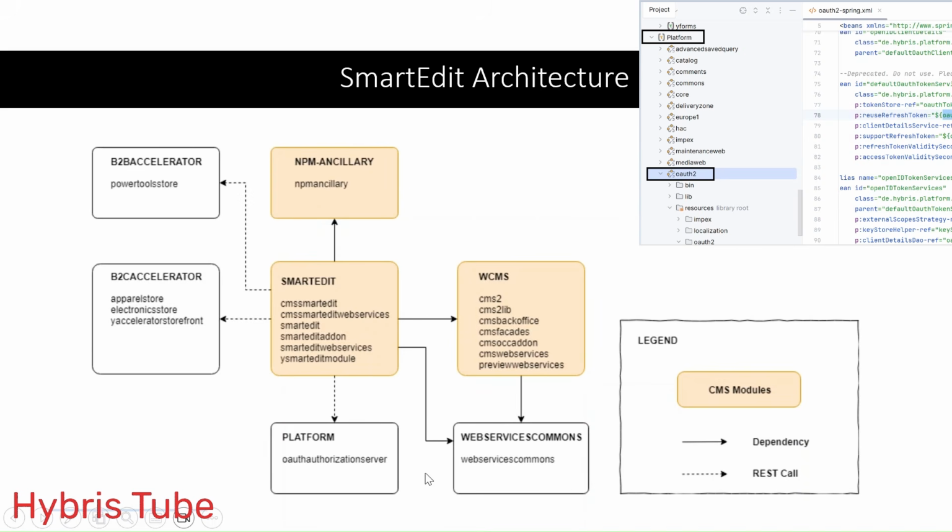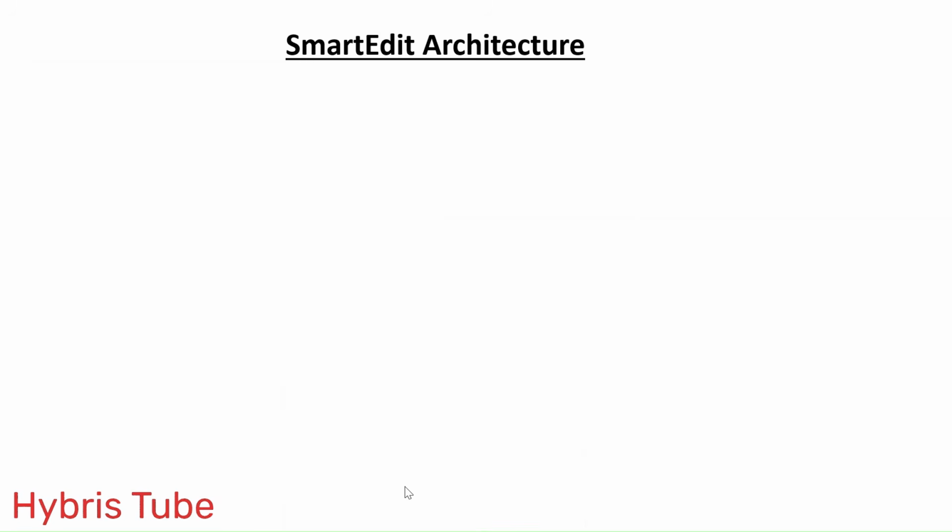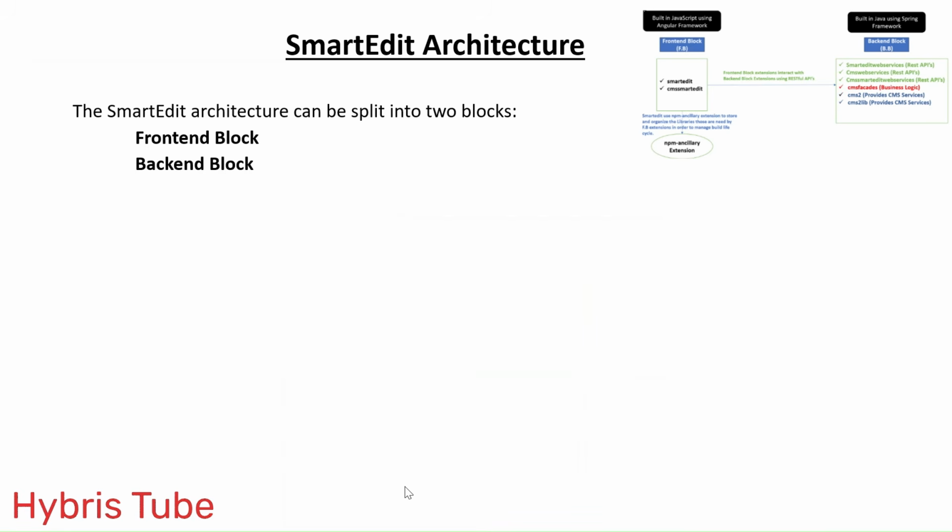SmartEdit framework also respects the authorization module, and hence SmartEdit basically makes a REST call to the OAuth authorization server extension also. We will discuss this authorization part in some time, but I hope now guys it is clear to you how a SmartEdit architecture looks like. We can say that SmartEdit architecture can be split into two blocks, right?